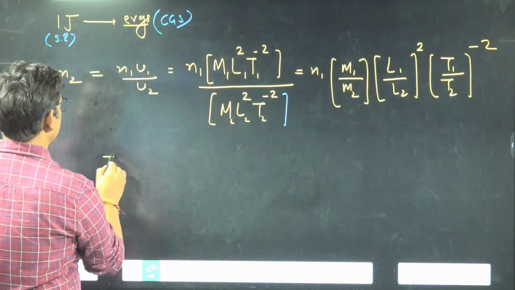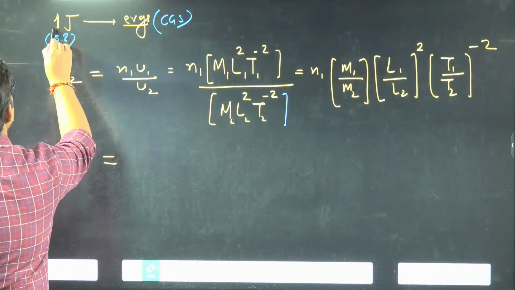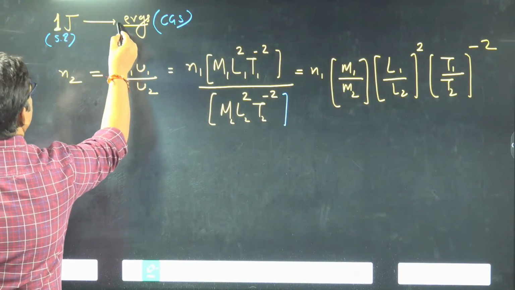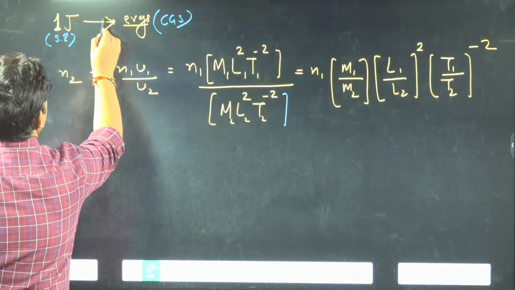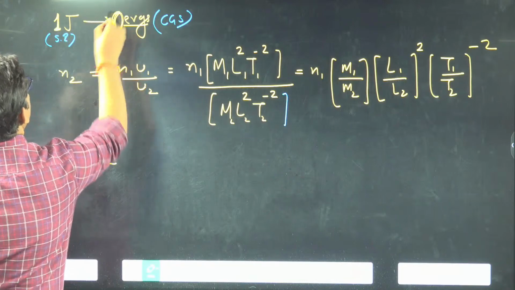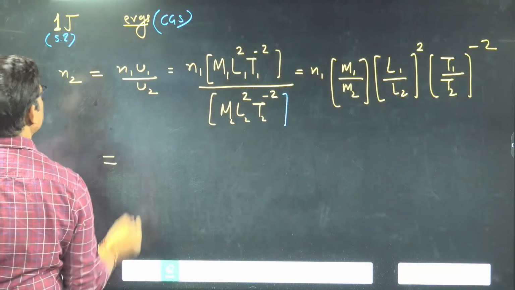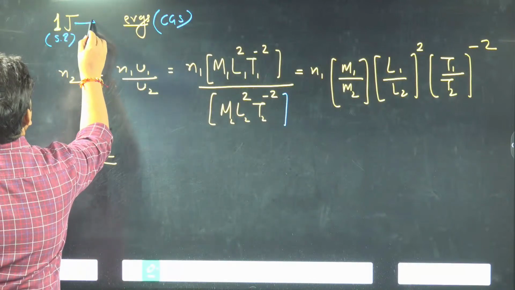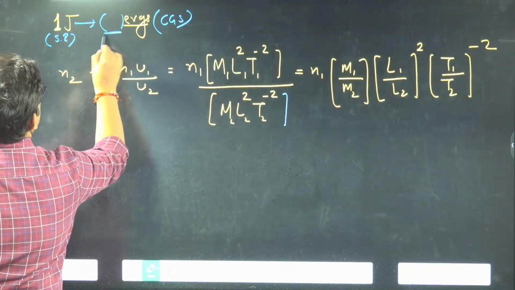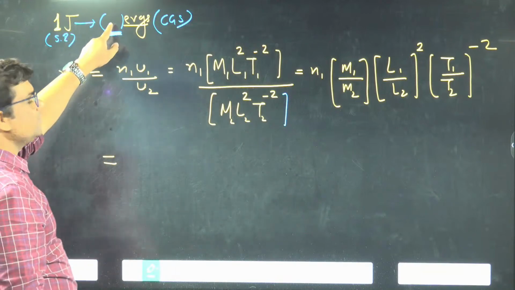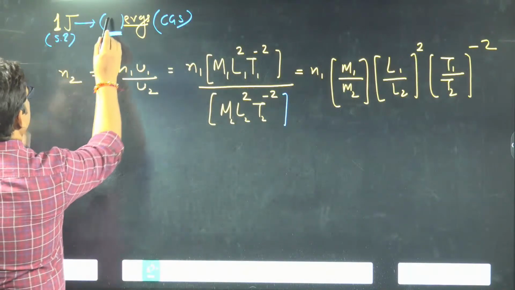Now we can write N1. What is this N1 value? That is 1 joule. And 1 joule equals how many ergs? Here, we don't know what ergs will be there. Don't say, sir, this is 0 erg. Here is a blank space that you need to fill. 1 joule equals how many ergs? This is the N2 we have to find. This is N1, this is N2.